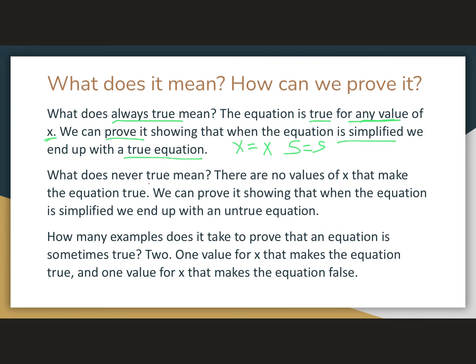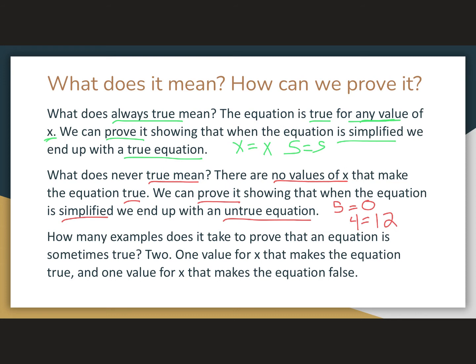Then what does it mean to be never true? That means that there are no values of x that make the equation true. We can prove it by showing that when the equation is simplified, we end up with an untrue statement, something like 5 equals 0, 4 equals 12. Those would tell me that it is never true.